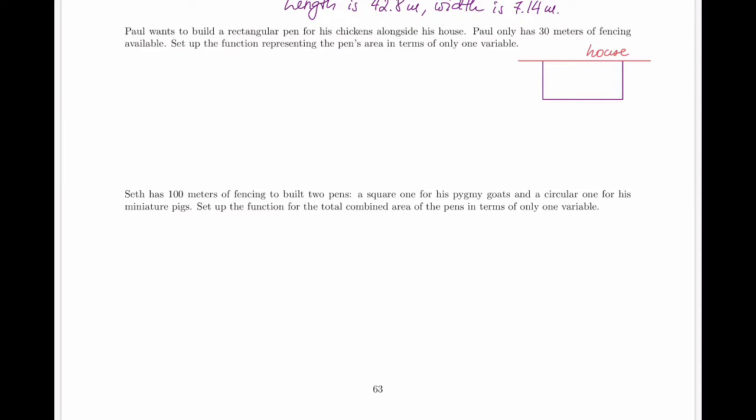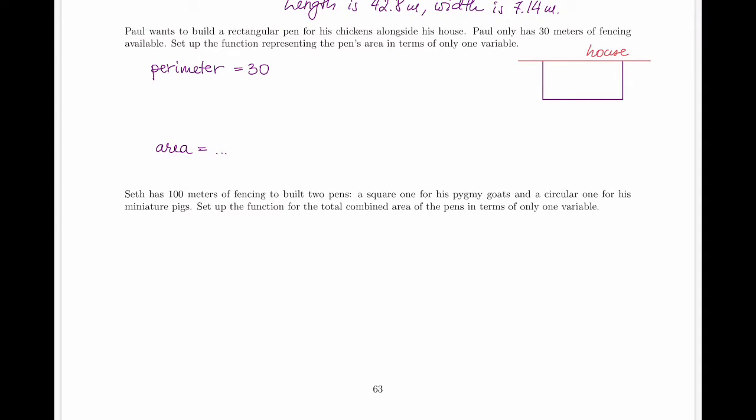What are we given here? He has 30 meters of fencing, which means that all the way around this pen of his, this new fencing, he has 30 meters to spare. So this is kind of like the perimeter, but only of 3 sides. And the perimeter that he has is 30 meters. We're asked to set up a function representing the pen's area. So area is what we will eventually be after.